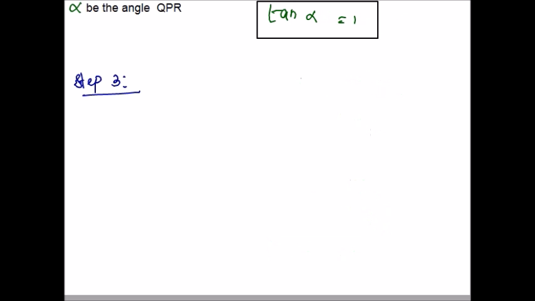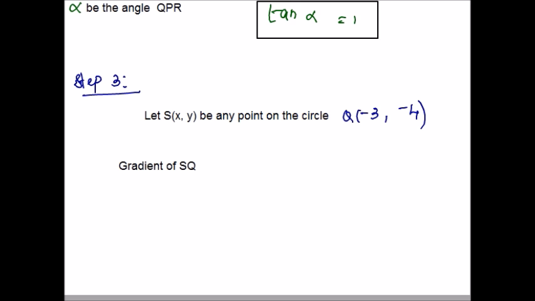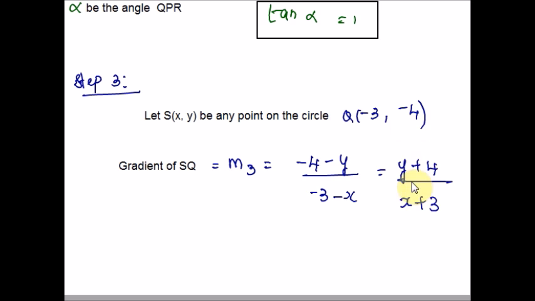Let S be any point on the circle. We do not include the absolute value in the formula. Now let us find the slope of SQ and the slope of SR. So let's apply the slope formula for the points x, y and -3, -4. Let this slope be M3. I'm just going to divide both the numerator and the denominator by a negative sign. Therefore the slope M3 is y plus 4 over x plus 3.